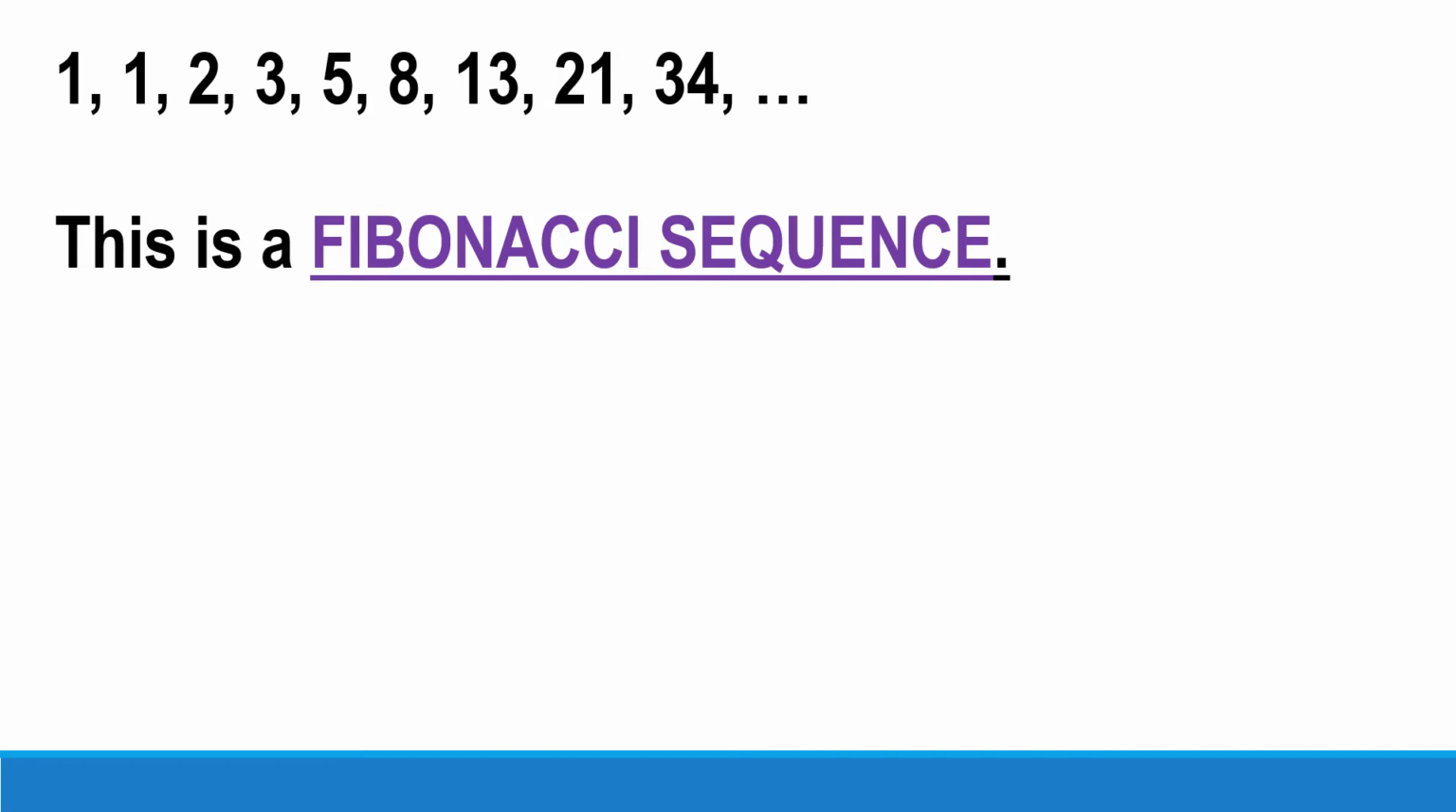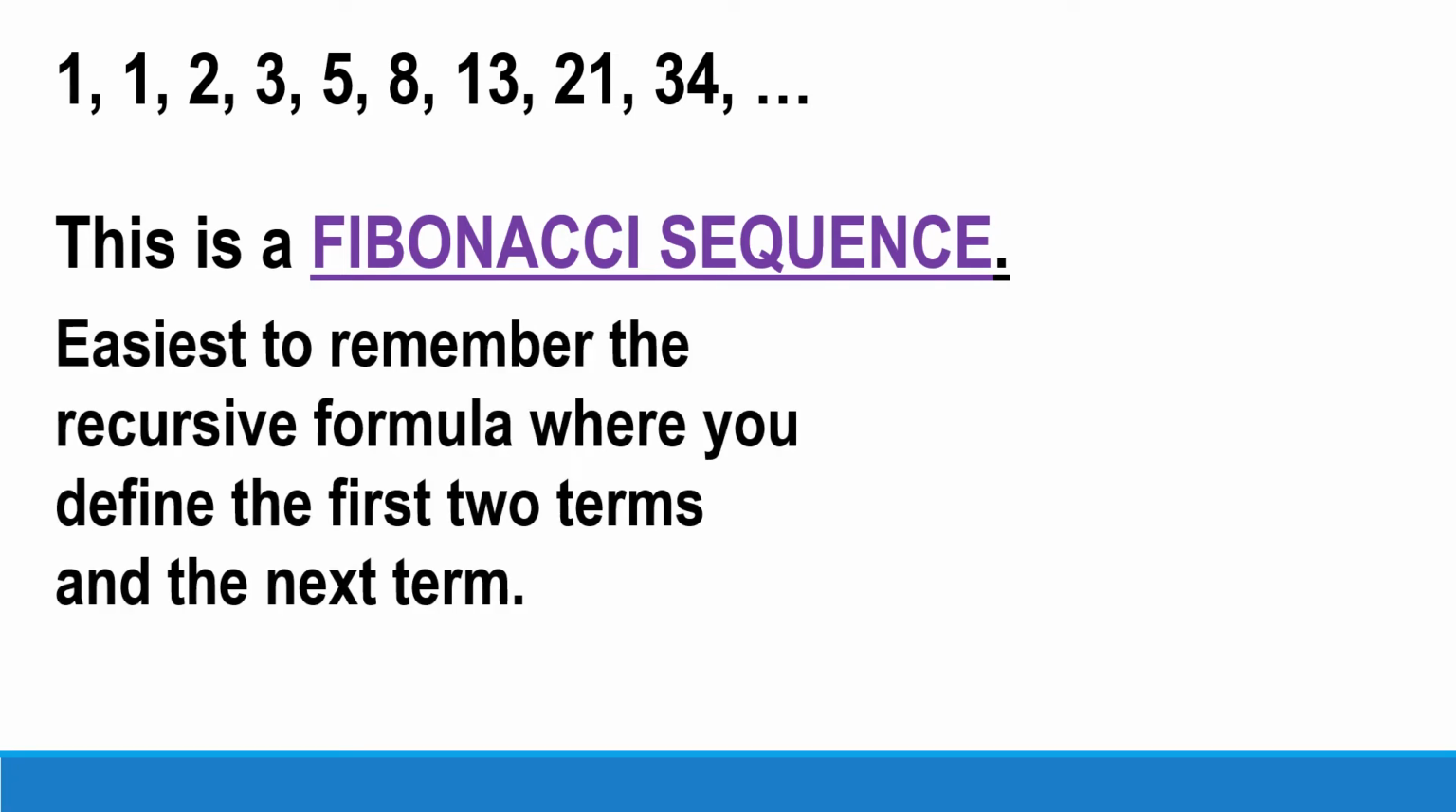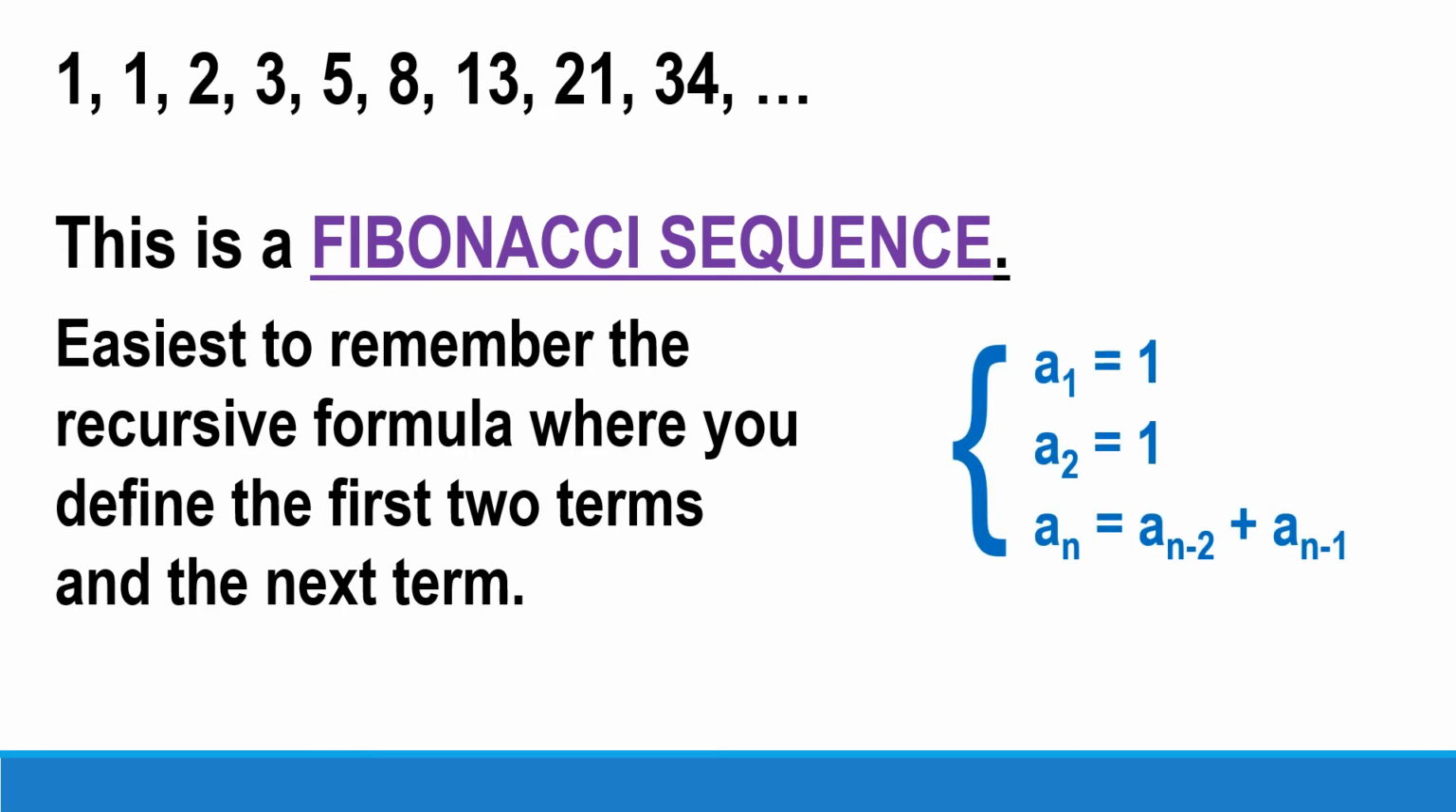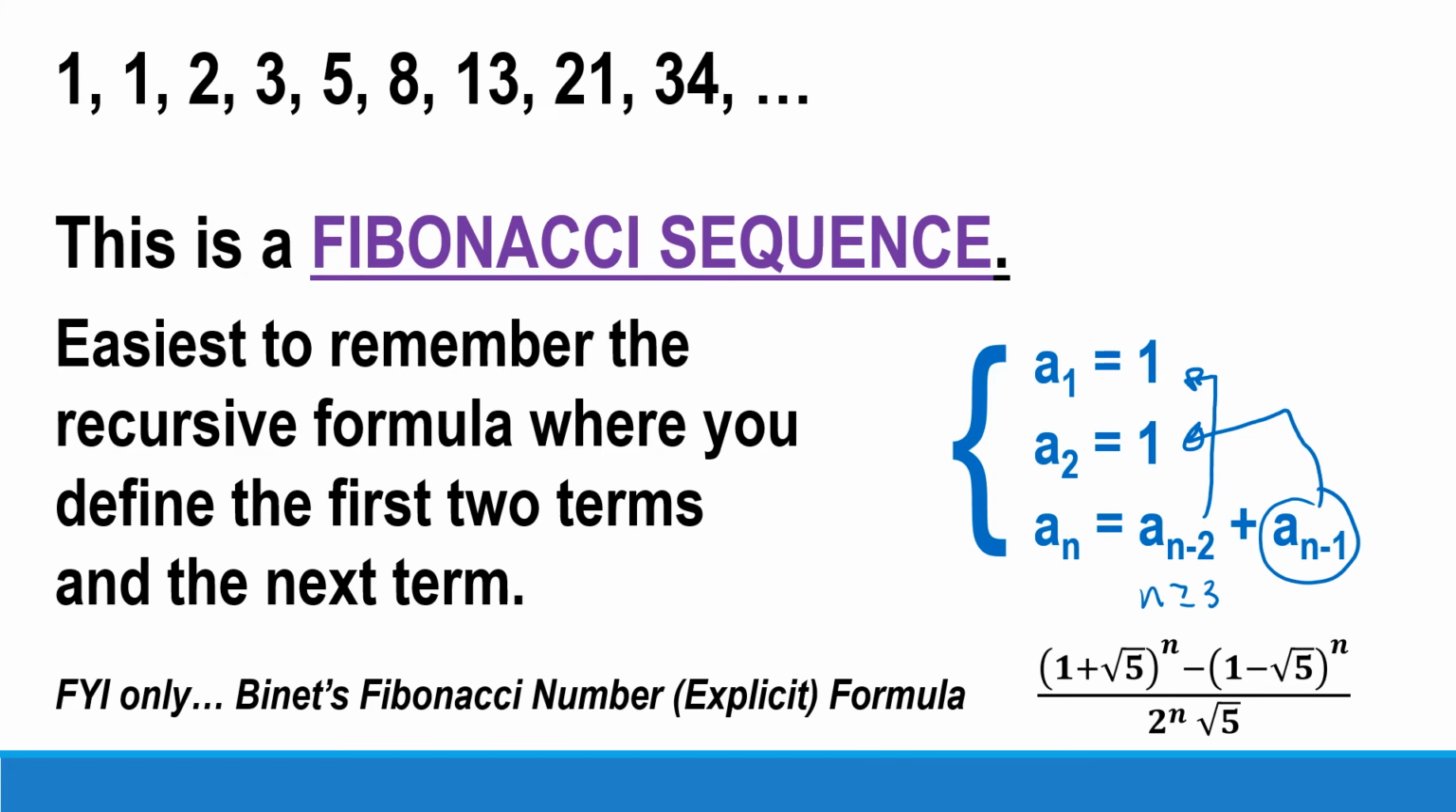There is an explicit formula, but the easiest one to remember is the recursive formula, and that's where you need three pieces. You need a first term defined. You need a second term defined. And then you need this part of the formula to kick in, starting with the third term, where you take the previous term, and then you go two terms back, add them together, and you'll get the new term. Now, on the off chance you want to learn an explicit formula, feel free to use the one that's listed below.